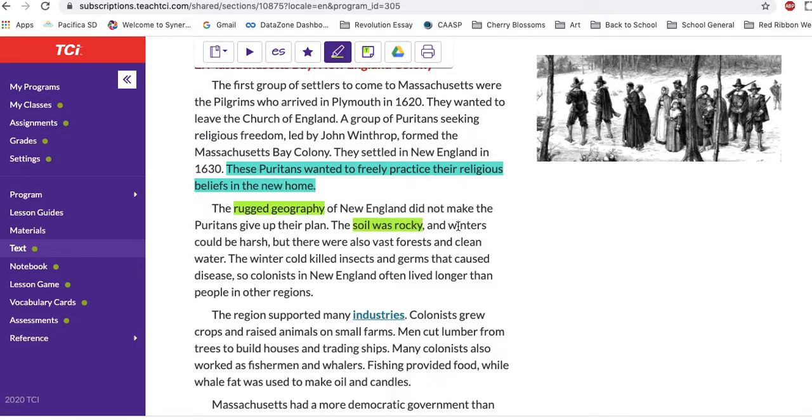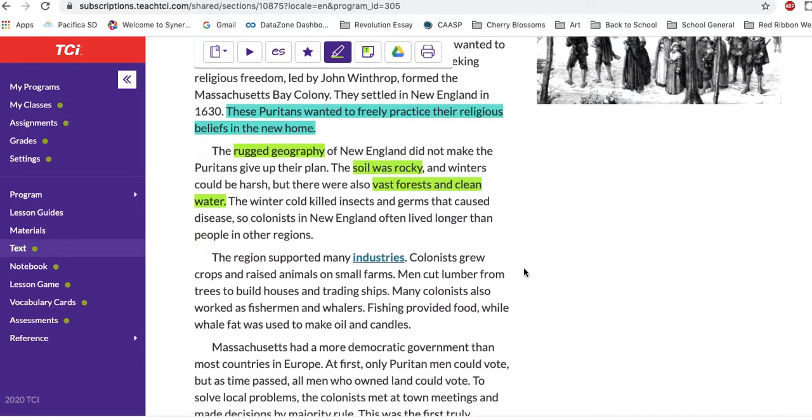It also said that, this is about the climate. Winters could be harsh, but there were also vast forests and clean water. So I'm going to highlight those ideas. So I know that that is about geography.